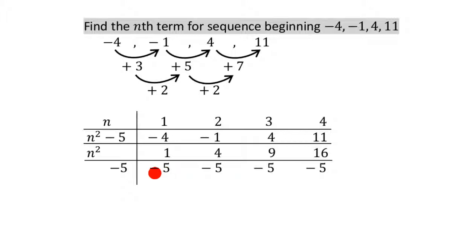Now, what you've done basically is split up your original pattern into 2 parts. This pattern take away this pattern equals that pattern, so the reverse is that this pattern plus this pattern equals the original pattern. So you can do that with the rules or the nth terms for the pattern. So the rule for this pattern is minus 5, the rule for this pattern is n squared. Adding them together gives you the nth term for the original pattern, n squared minus 5.